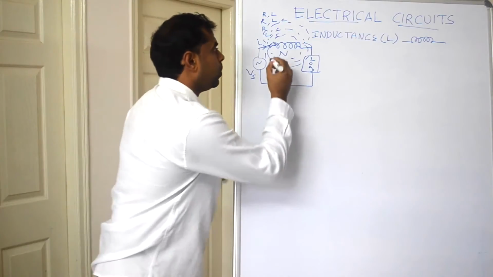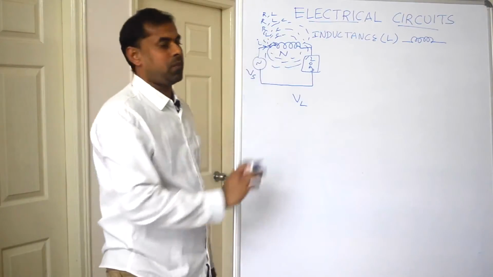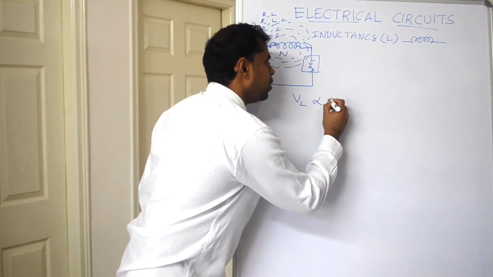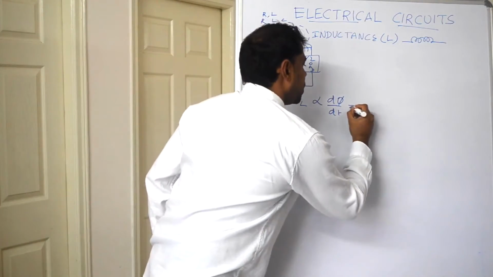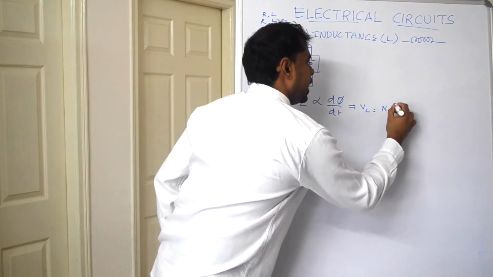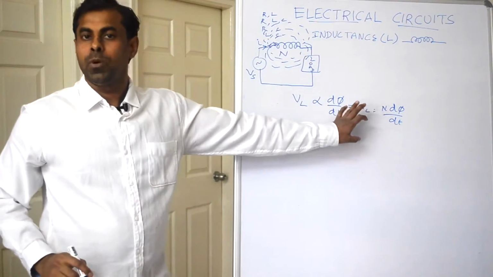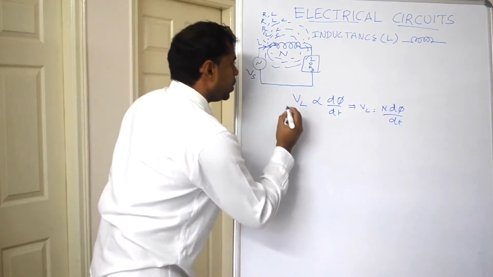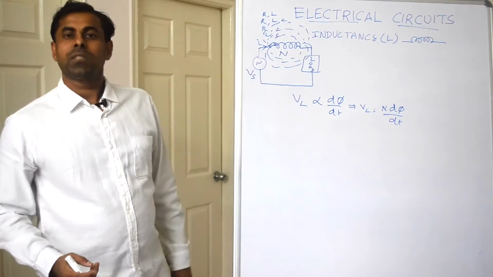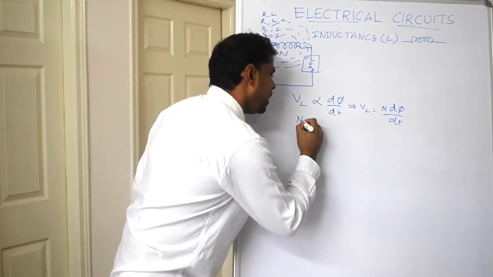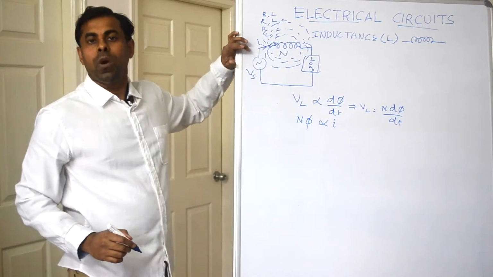According to Faraday's law, some voltage will be produced in a conductor containing a particular number of turns. This voltage is directly proportional to the rate of change of flux. If you apply the constant of proportionality, for n turns the voltage produced will be n into d phi by dt. If phi is the flux produced per turn, the total flux produced for n turns will be n phi, which is directly proportional to the changing current value I.